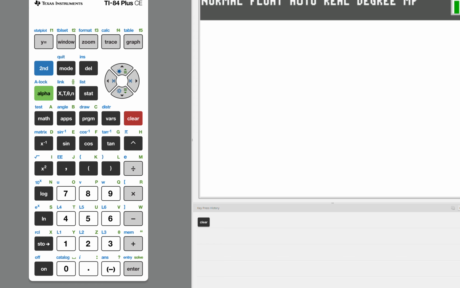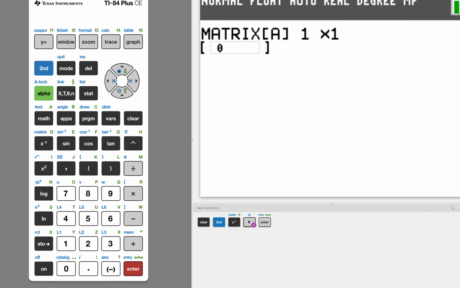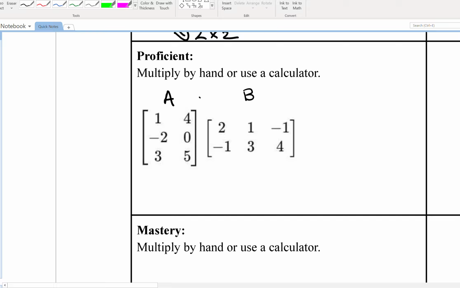So I bring up my calculator, and I press the button above the x squared button. I do second, and then this button, matrix, brings that up. I want to edit, so I move the right arrow key over to edit. I'm going to first edit A, so I just hit enter to select that. I have to put in the dimension. So I look at the matrix I've got.